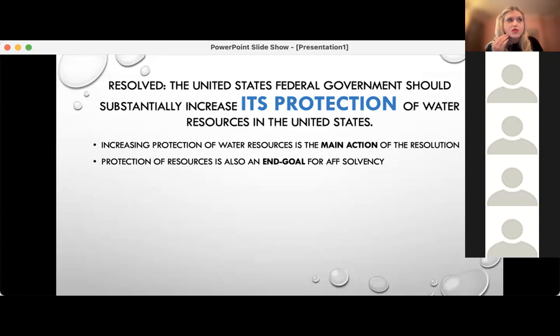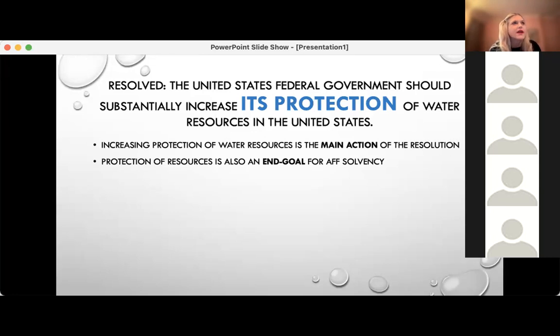But also protecting resources is an end goal for aff solvency. So you can't just stand up in fiat and say, resolved, the United States federal government will protect resources. It can't be that generic, where the aff just fiats that we protect all water resources, right? Because policy debate is supposed to mirror the skills and the importance of needing to make policy in real life.